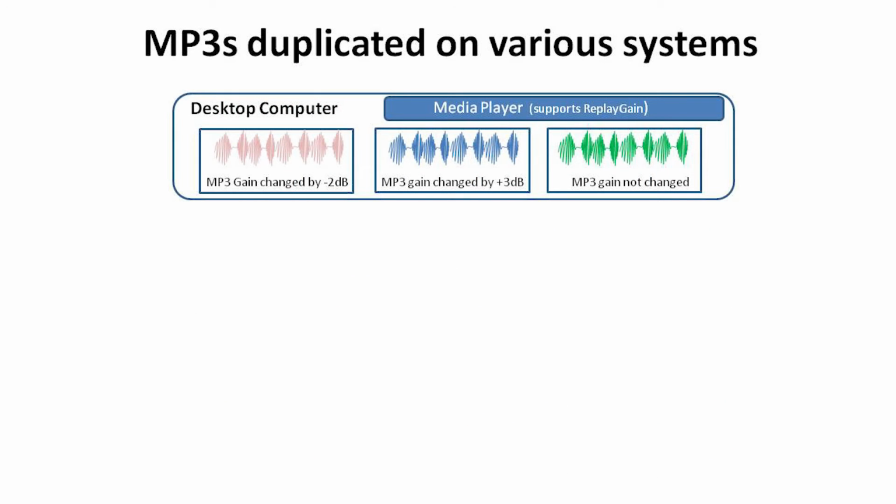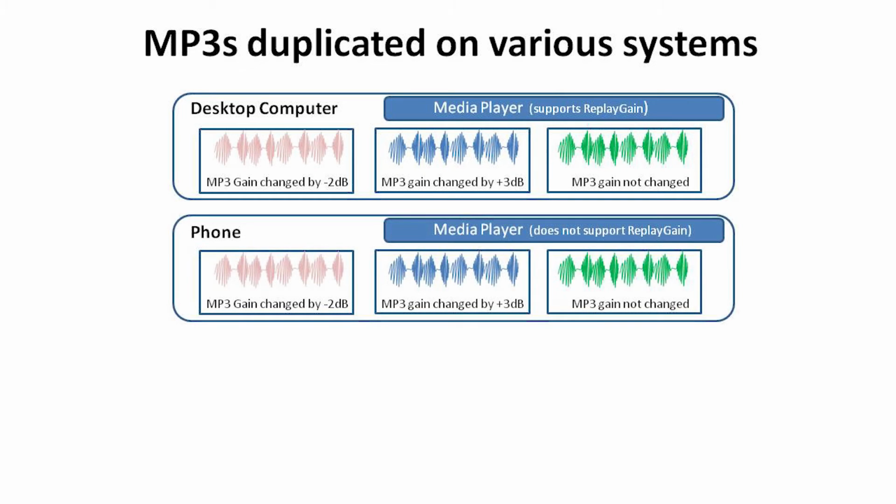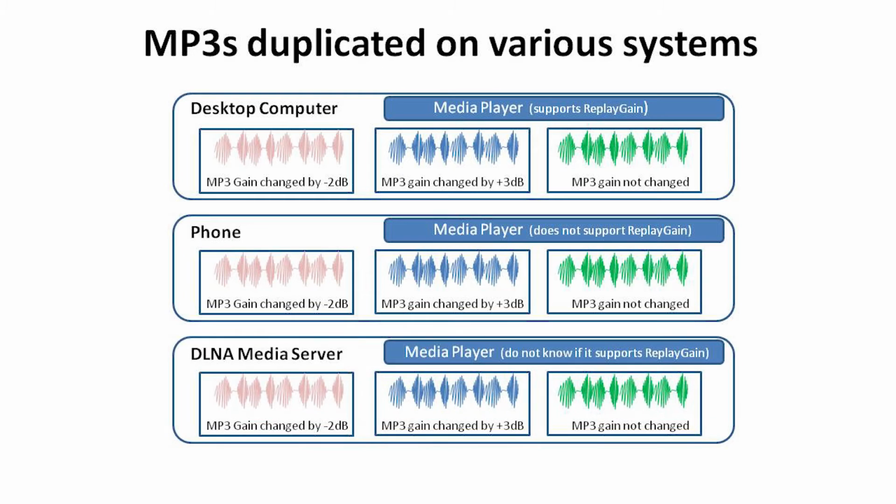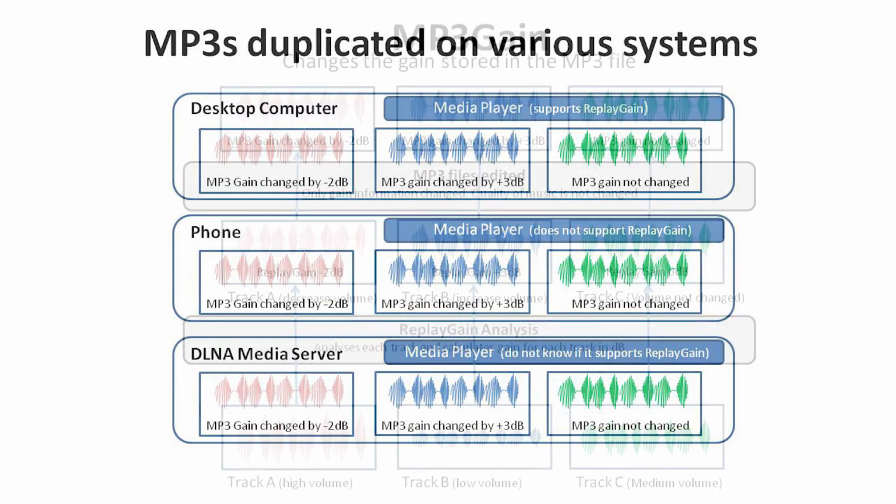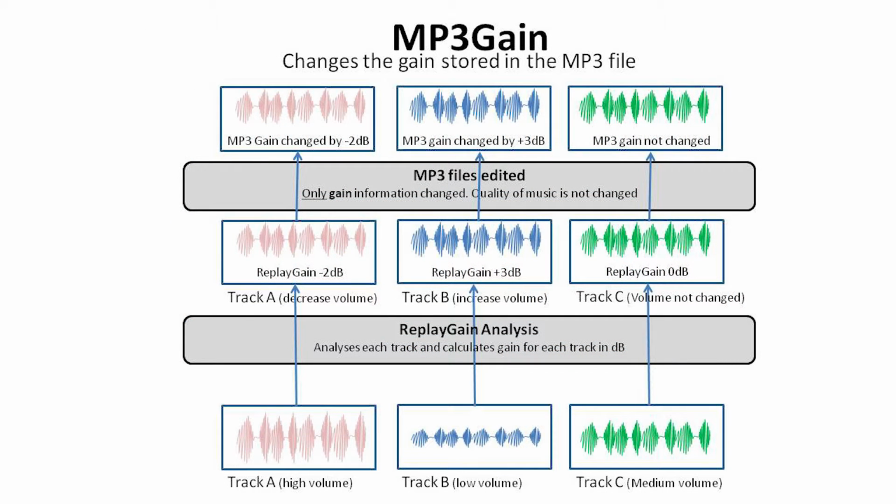I duplicate my music collection on a number of different desktop computers, laptops, phones, tablets, etc. I don't know if all of the media players on all of these devices support reading the replay gain value stored from the MP3 tags. In my situation, I therefore prefer the first method, where the gain value stored in the MP3 file is edited. I can then simply duplicate my music collection across all of my devices, and I know that regardless of the capabilities of the media player, all tracks will have the same volume when played on all of my devices.